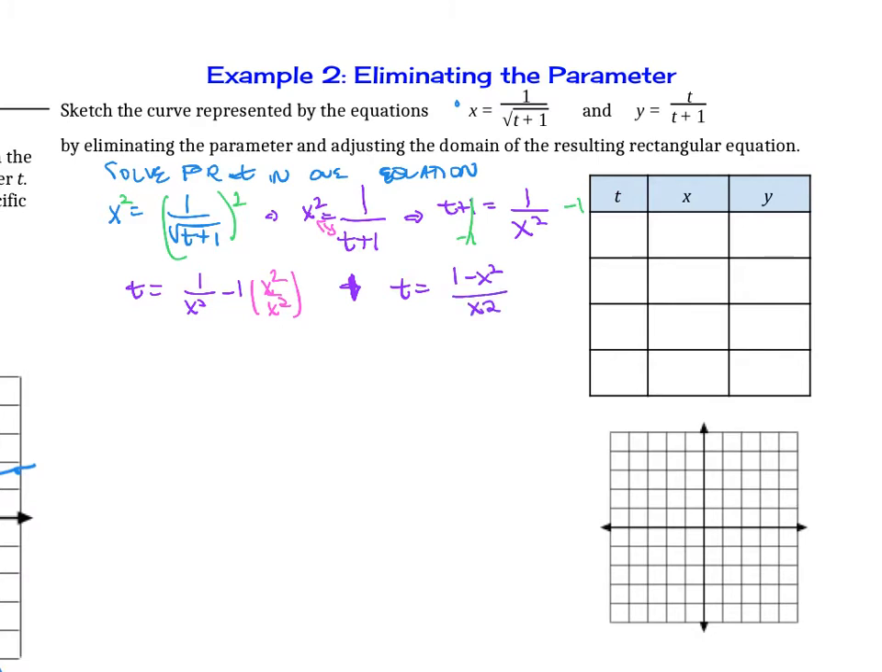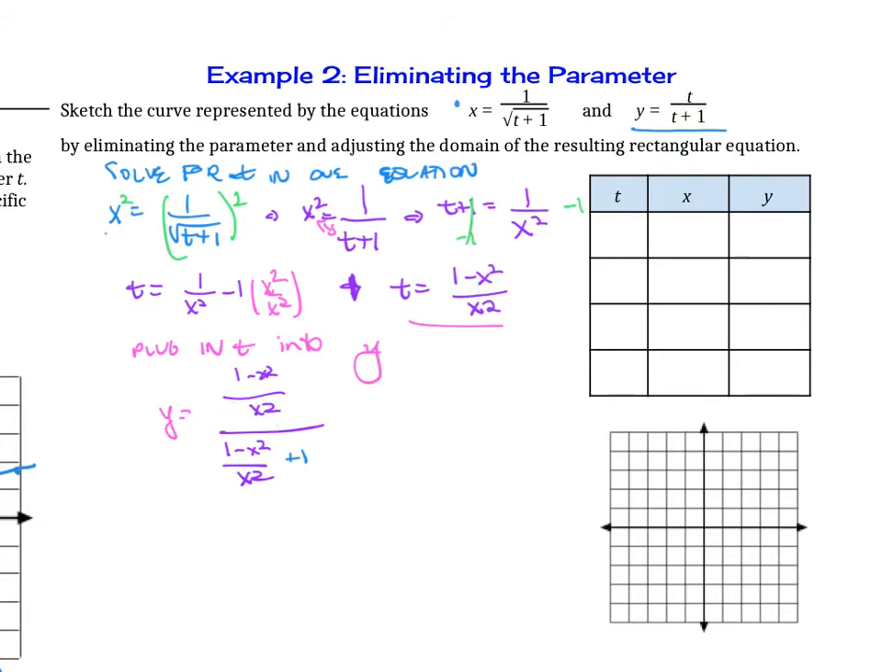So now that we solved for t, we're going to plug it into the other equation. In this case, we're going to plug t into our y value, right? So we used x this time, so we'll plug it into the y. And so this is what this is going to look like. We have y equals t, which is this: 1 minus x squared over x squared, divided by 1 minus x squared over x squared, and then plus 1. So notice I just plugged in the t wherever I saw t here.